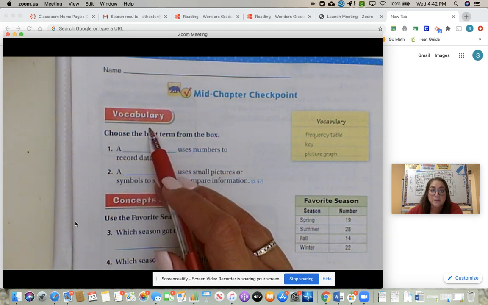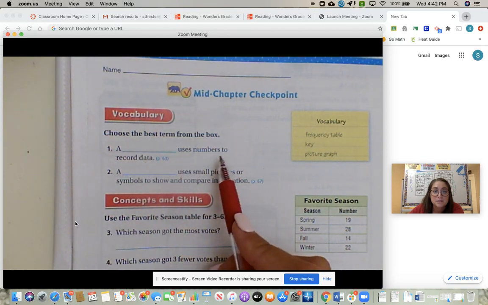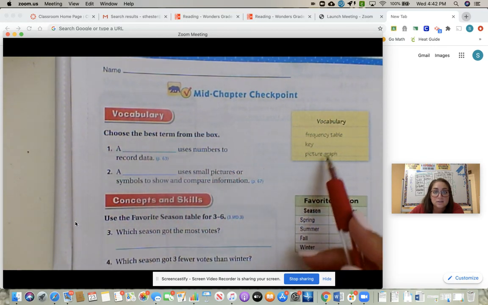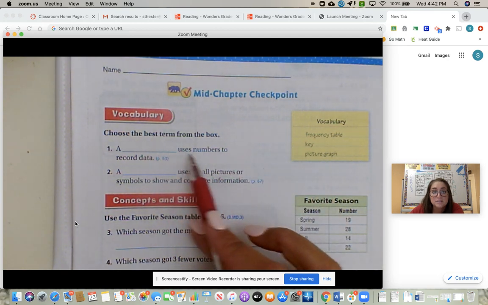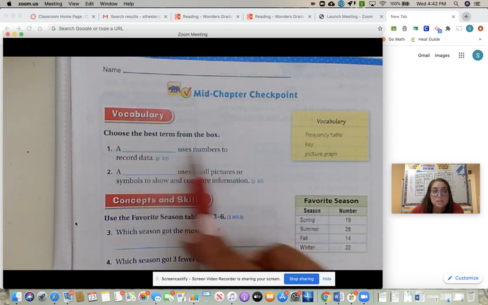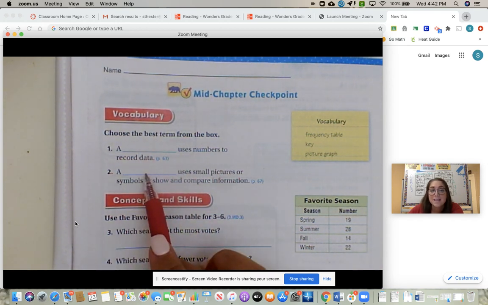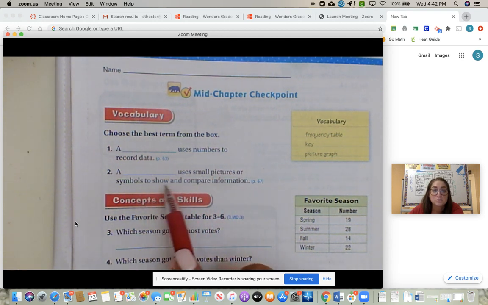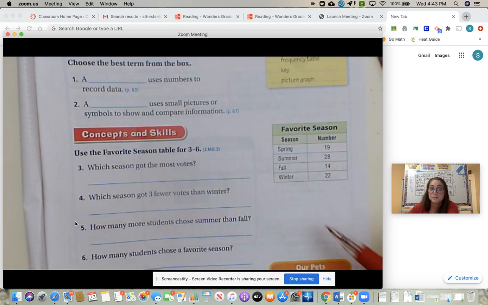All right, we're going to start with our vocabulary. Choose the best term from the box. A blank uses numbers to record data. So choose one of these three and write them in. So a frequency table uses numbers to record data. A key uses numbers to record data. A picture graph uses numbers to record data. So which one? Number 2, a blank uses small pictures or symbols to show and compare information. Right, so which one of these three fits that definition? Number 3, right away.